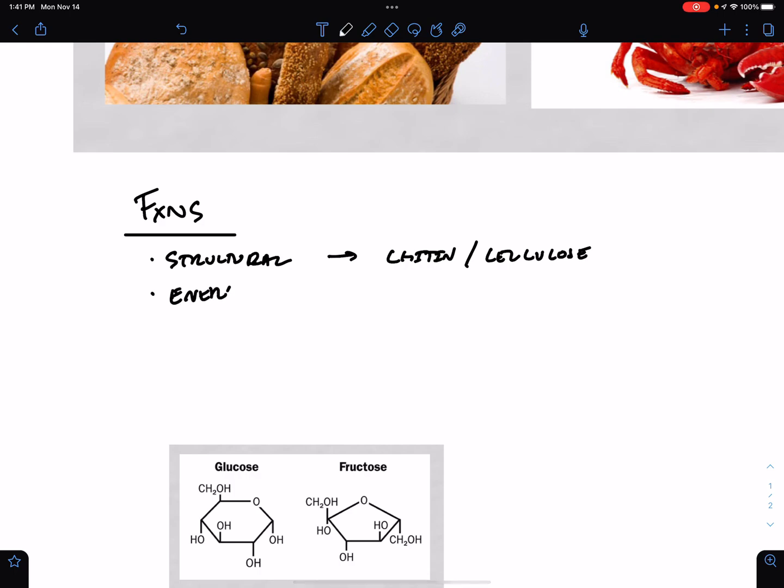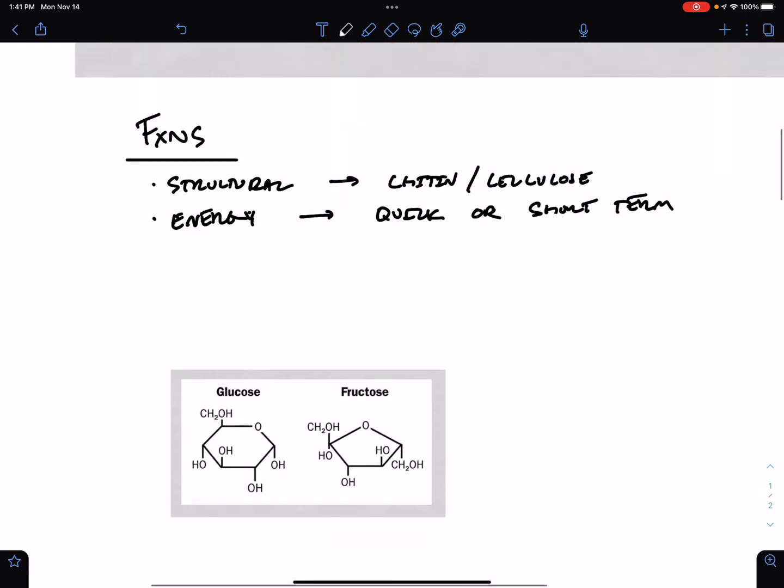They're used for energy. And typically, the form of energy that they provide is quick, or short term. So if you're going out for a long run and all of a sudden you bonk, you've run out of your carbohydrate reserves. The last major function that they play in cells is cellular identification.